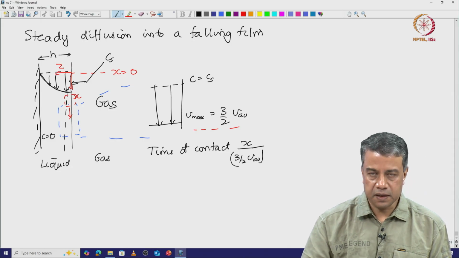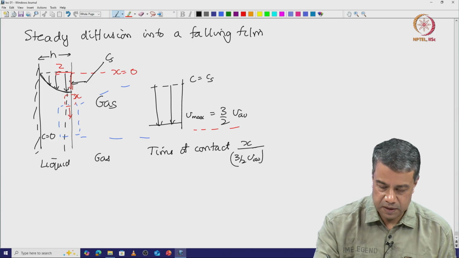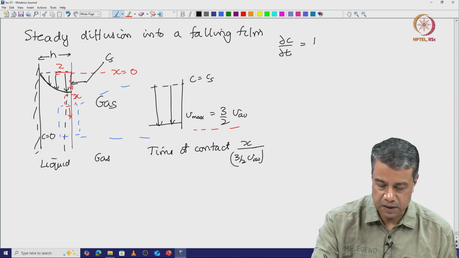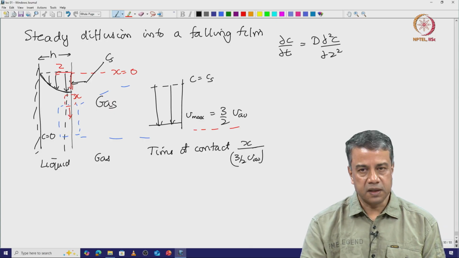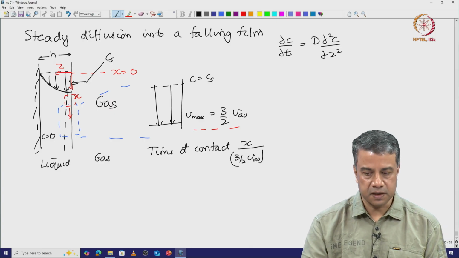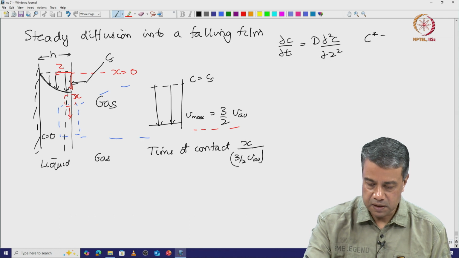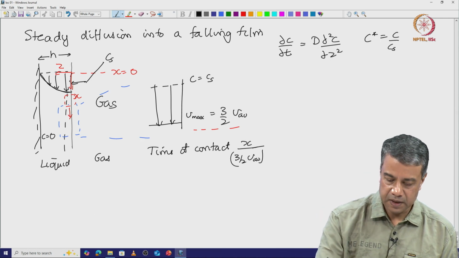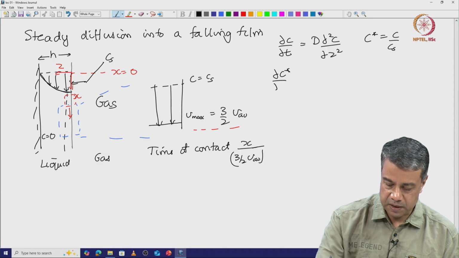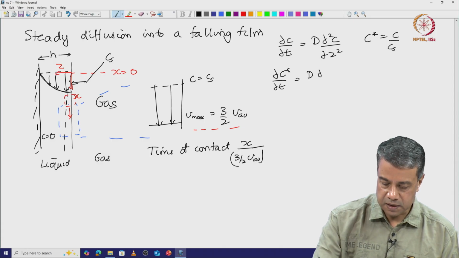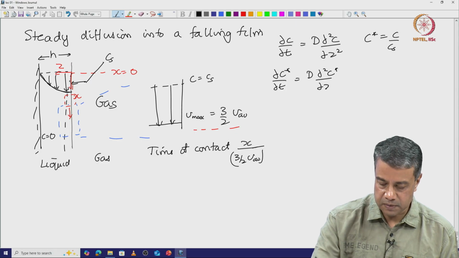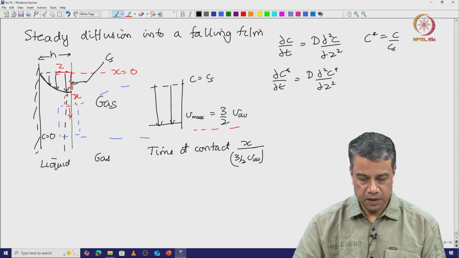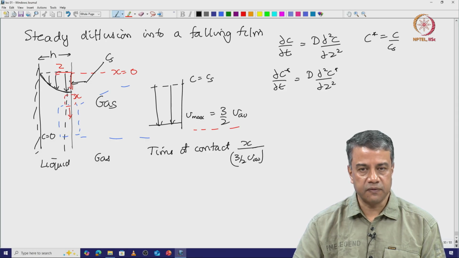So, you can see that the equation for the concentration field is partial C by partial t is equal to d partial square C by partial z square. In this case, C varies between Cs and 0, which means that I can write C star is equal to C by Cs. Partial C star by partial t is equal to d partial square C star by partial z square. And this is diffusion into an infinite medium in this case. The boundary conditions.